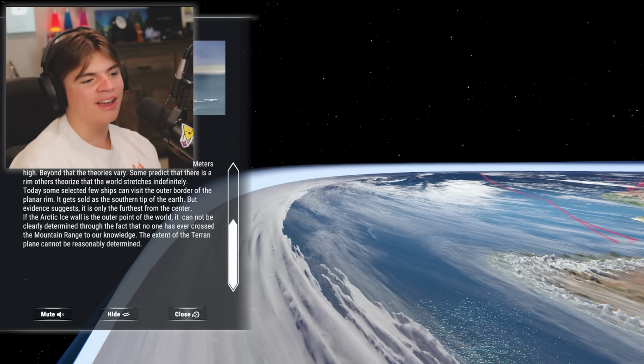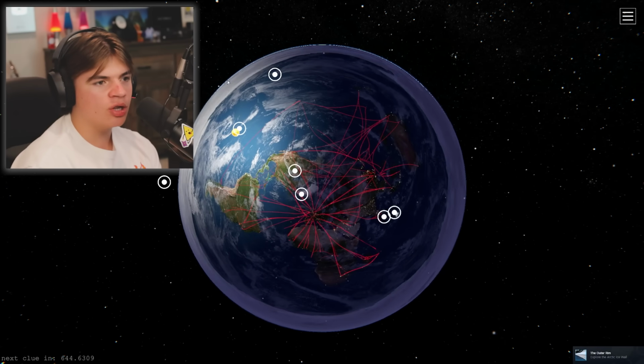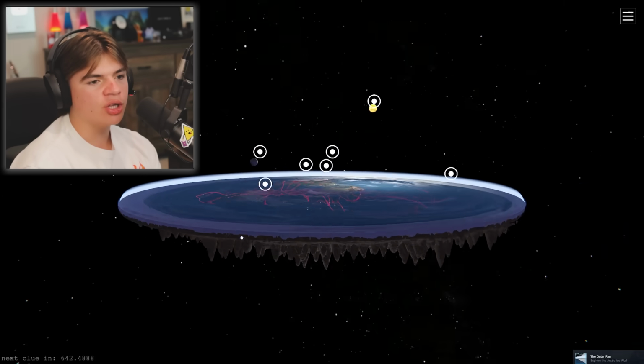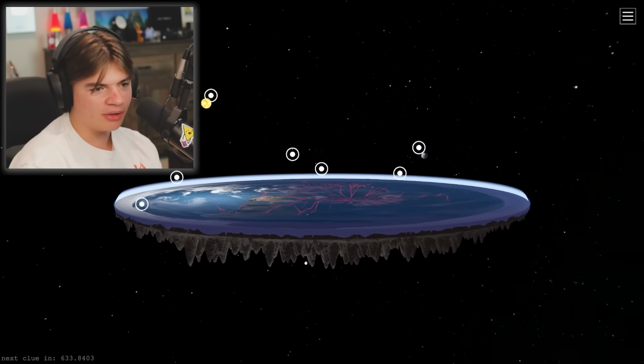Antarctic, the Terran plane. Okay, so basically they think that there's a giant ice wall around this entire edge of the Earth, but how come no one would just go through it? That makes zero sense. Also, what is underneath the Earth?